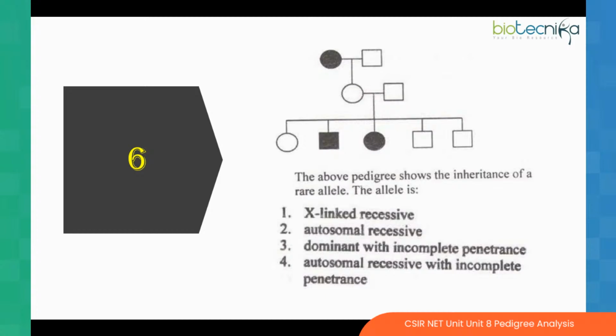Yes, next one. So this is a pedigree chart given. The above pedigree shows the inheritance of a rare allele. So what is the inheritance pattern? That is what we have to find out.